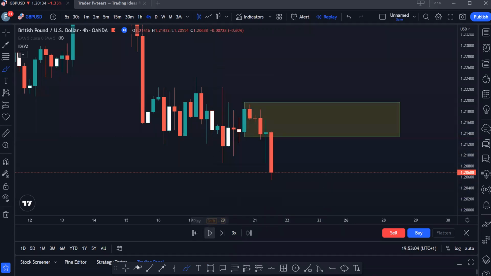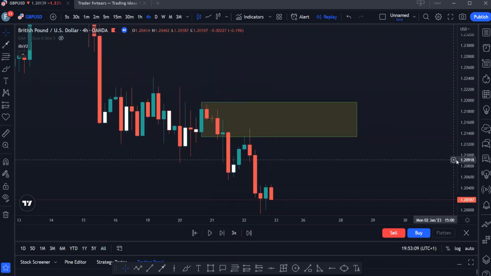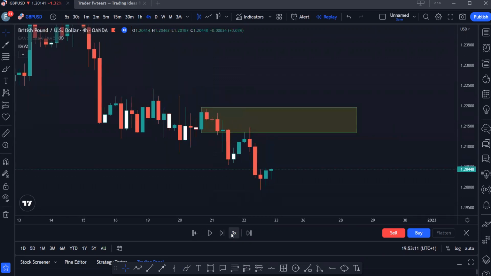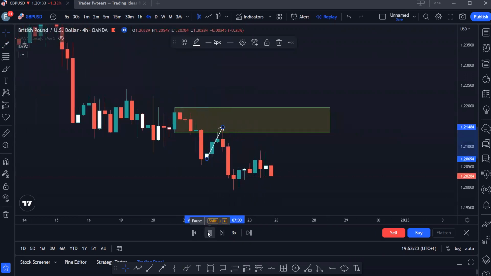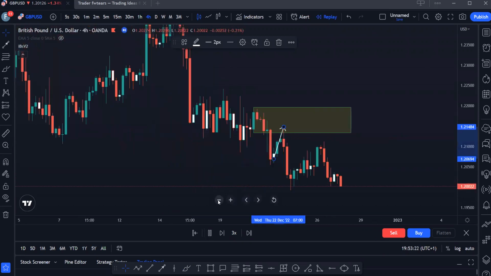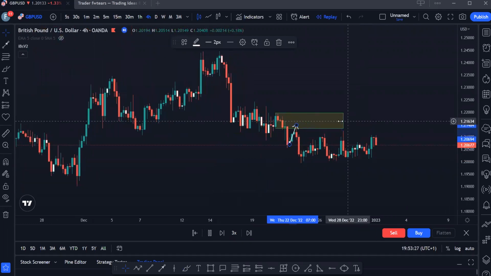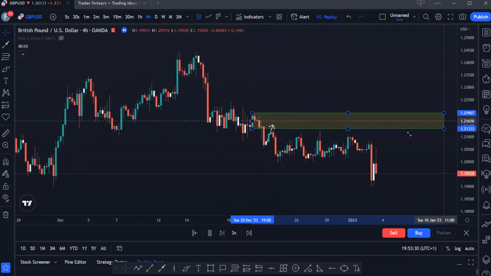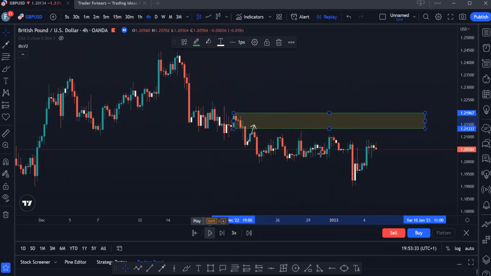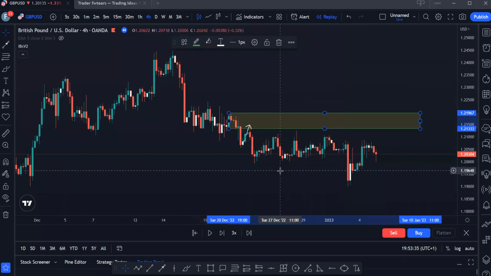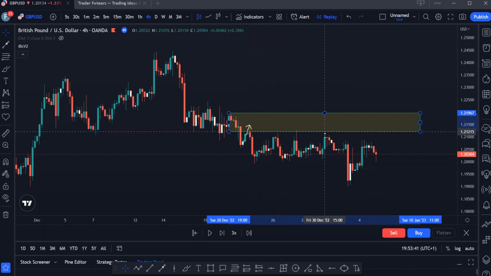Let's see what price did over here. You can see price retraced into your resistance, and then you can see that drop. Price kept dropping or retraced. Eventually you can see the drop, and everything happened at the resistance.